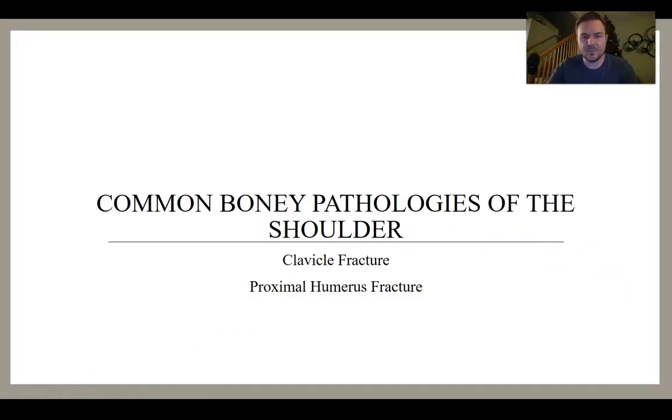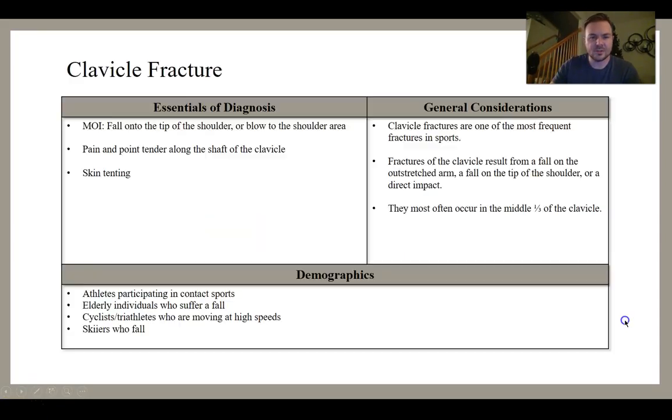Right, now we'll get into common bony pathologies, looking at clavicle fractures and proximal humerus fractures. As we move along here, we'll start with the clavicle. So, chances are someone in the class has fractured their clavicle. If they've been in contact sports, probably someone in class, I would bet, has. Usually it involves a fall onto the tip of the shoulder or a blow to the shoulder area, pain and point tenderness along the shaft of the clavicle, and you might notice skin tenting. We'll have a picture of that later.